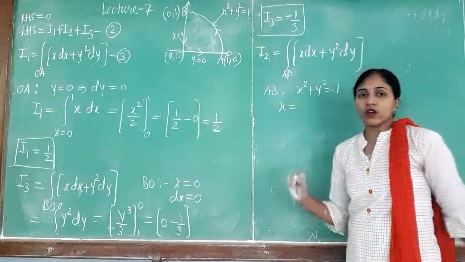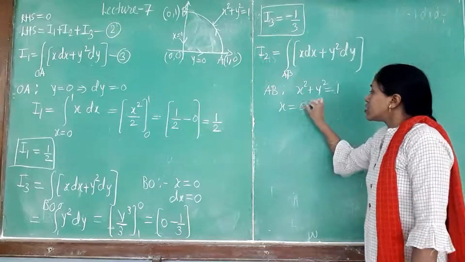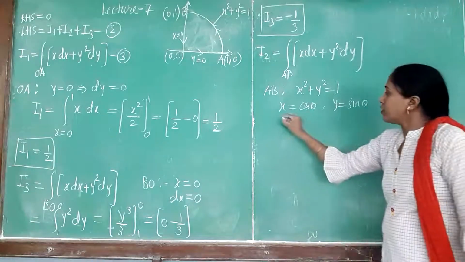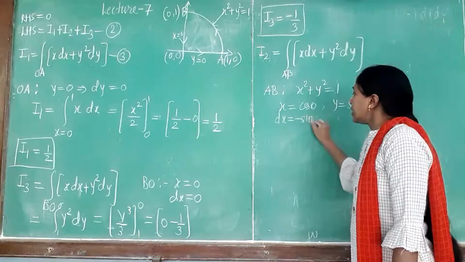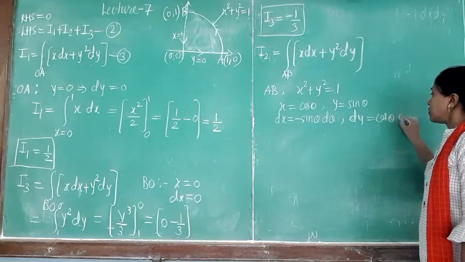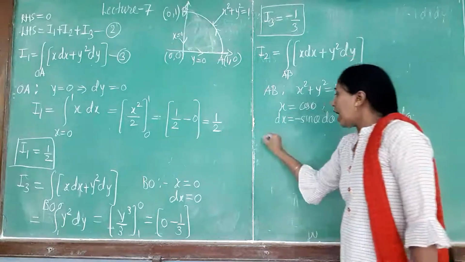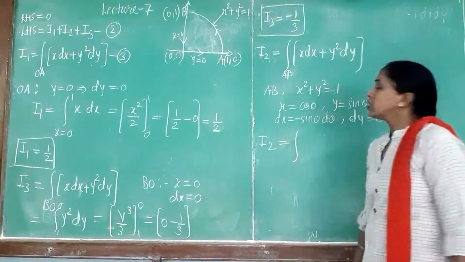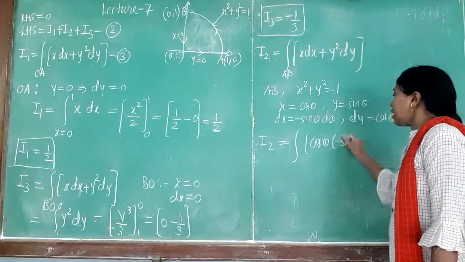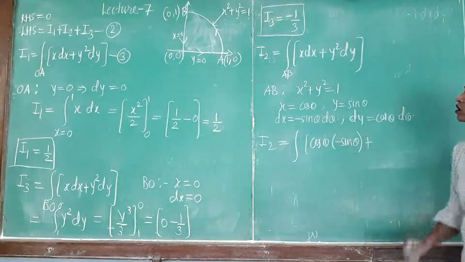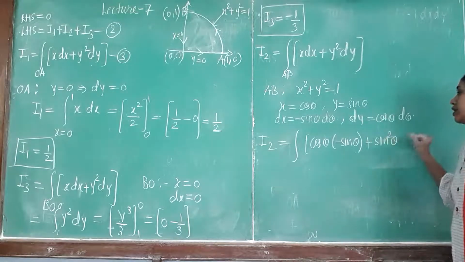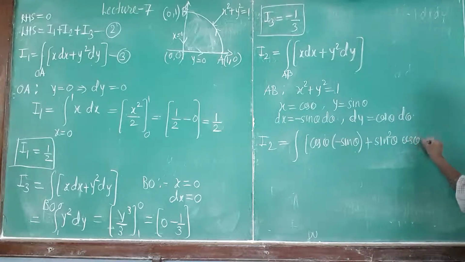x is equal to r cos theta. Our radius here is 1, so x is equal to cos theta and y is equal to sin theta. So I2 becomes the integral over AB of x dx. x is cos theta, dx is minus sin theta d theta, plus y square. y is sin theta, so y square becomes sin square theta, and dy is cos theta d theta.